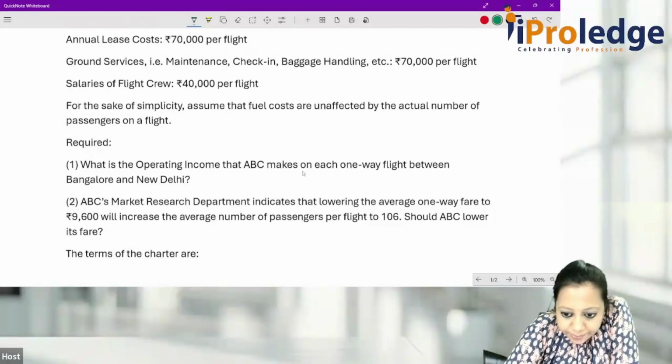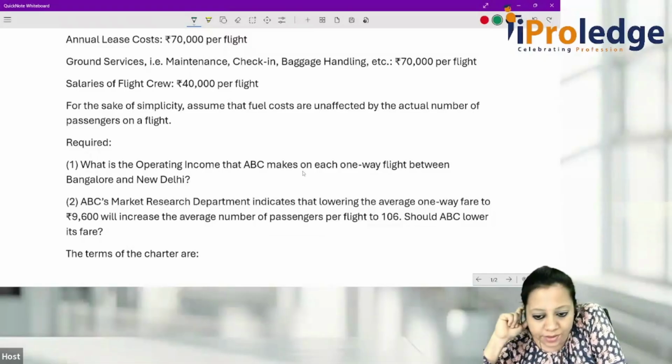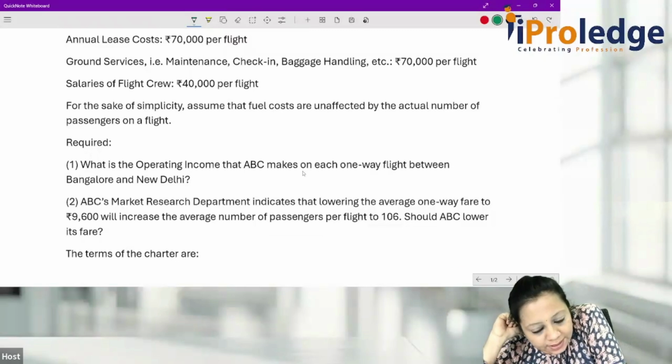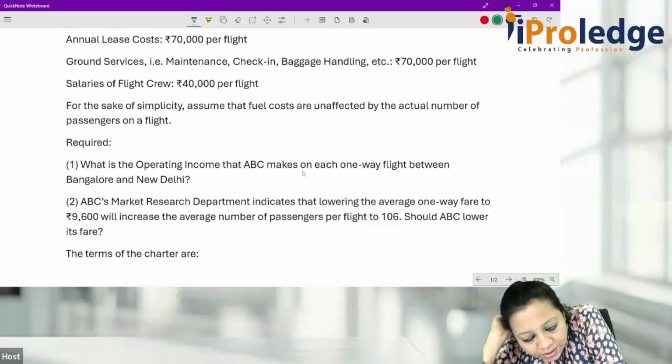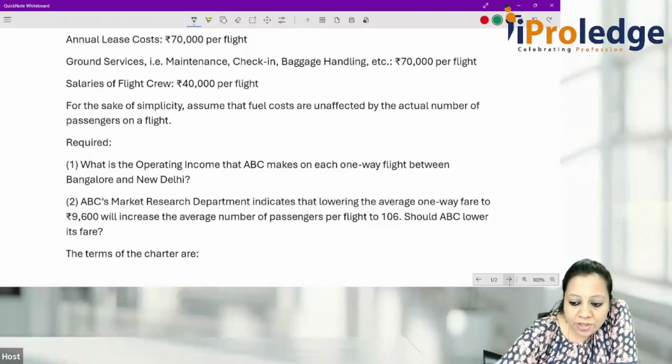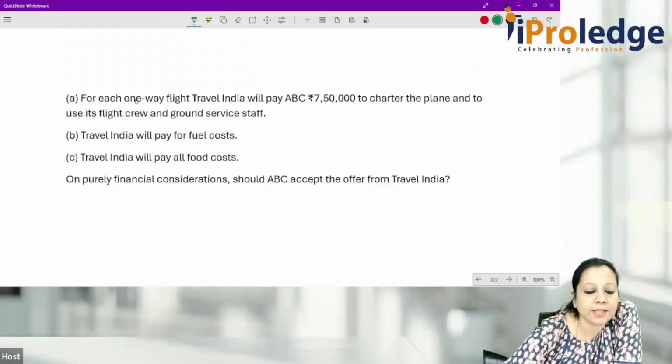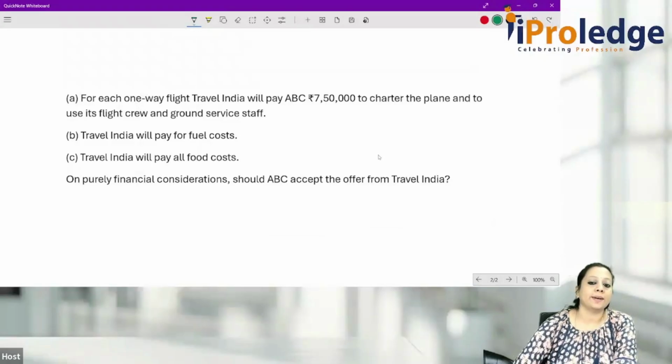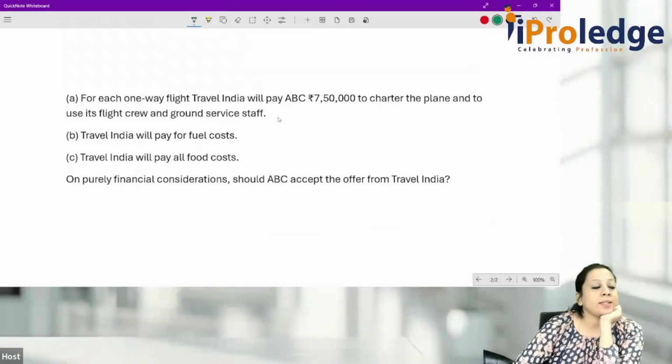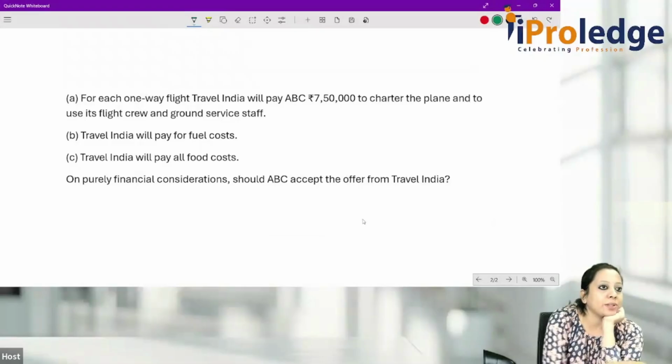Then market research indicates that lowering the one-way fare to 9,600 will increase the number of passengers. Should ABC lower its fare? Okay. So then we have a charter option also. This is the charter's conditions. That condition was not there, that is why I'm showing you the original question here.